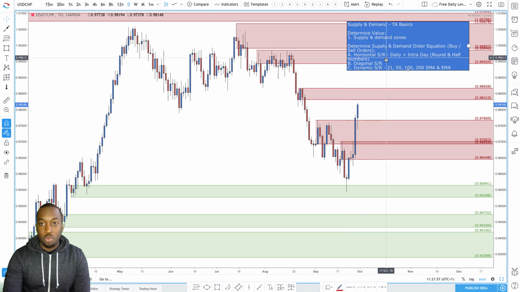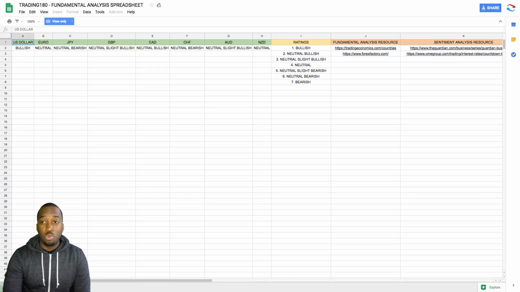First things first, I always look towards my fundamental bias, and for those of you that have been following me for a while, you will know that I am bullish on the dollar and bearish on the Swiss franc.